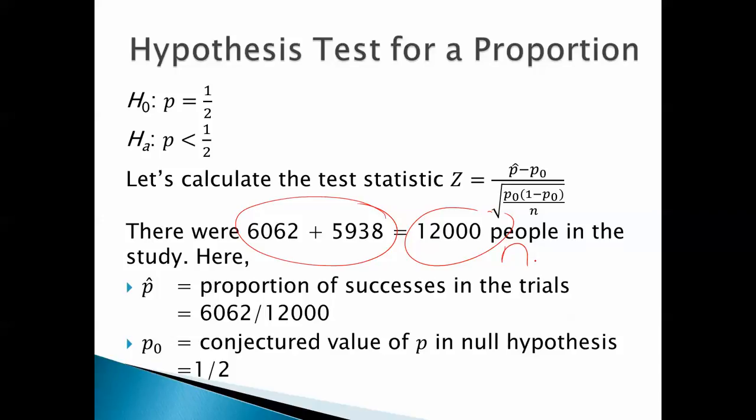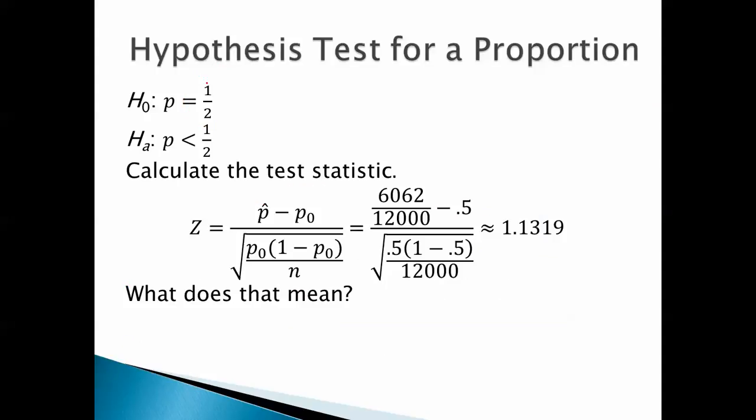P hat is the proportion of successes in the trials. That would be 6,062 deaths over 12,000 total people. Not sure death is really a success, but that's the way it works out in this problem. P0 is our conjectured value of P in the null hypothesis, and that is a half. Okay, so here's our test statistic. P hat is 6,062 over 12,000. P0 is a half. Plug that in for the bottom too: 1 half, 1 minus a half, N is 12,000. Z turns out to be 1.1319.